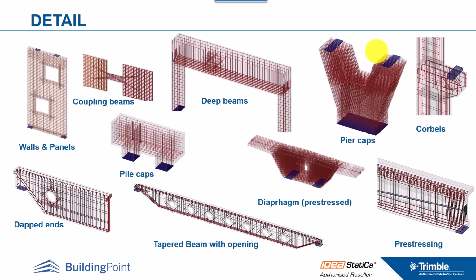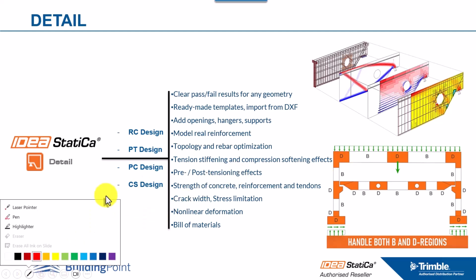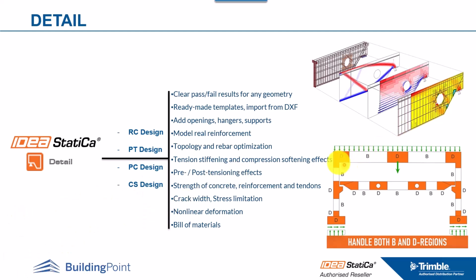Mainly the purpose of using IDEA StatiCa Detail is to deal with the disturbed region. So let me go back to the previous slide. As you can see here, we have the disturbed region, and also the Bernoulli region. We call them the D region and B region. For the B region, usually we don't have any problem, and almost any available solution in the market can design the B regions. The problem or the issue is with the D regions.